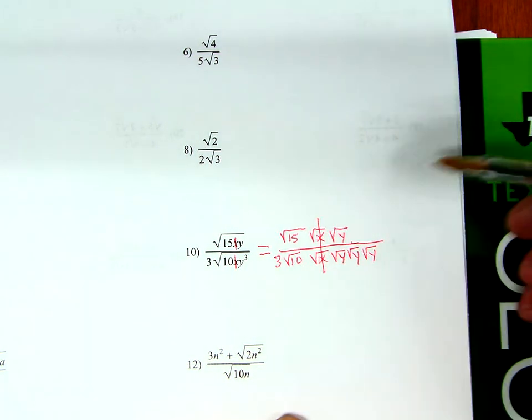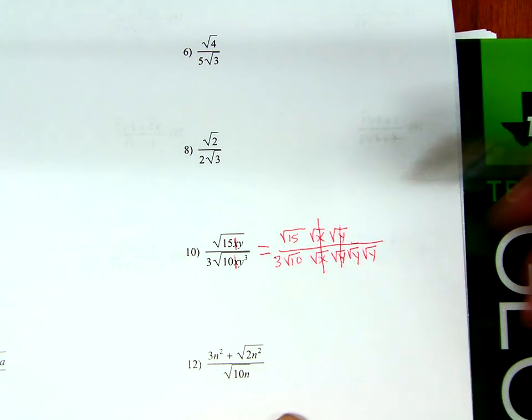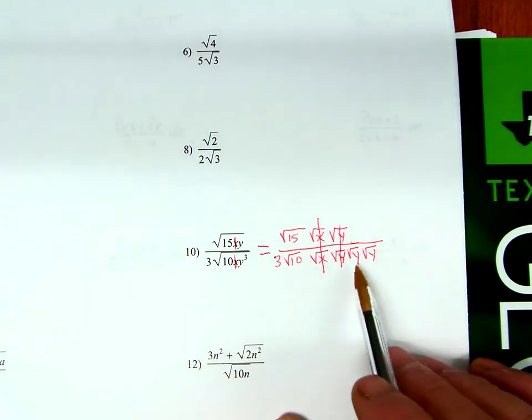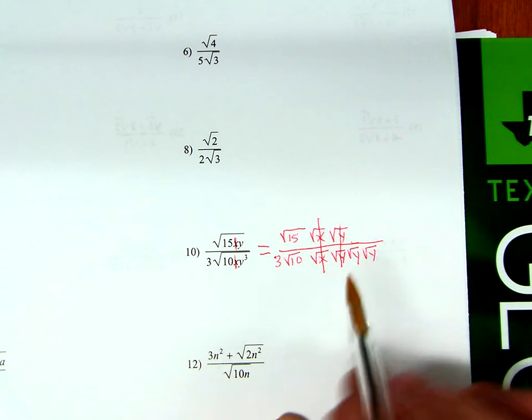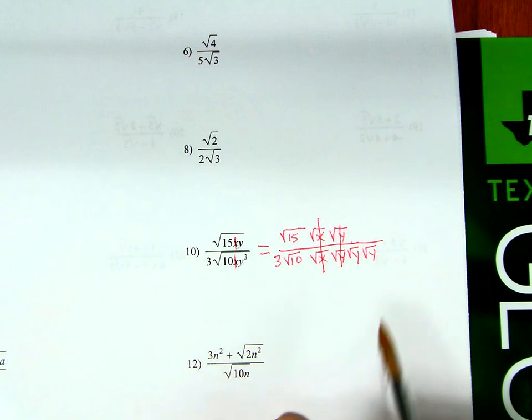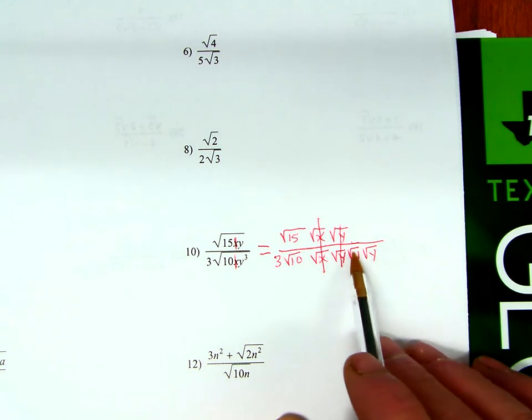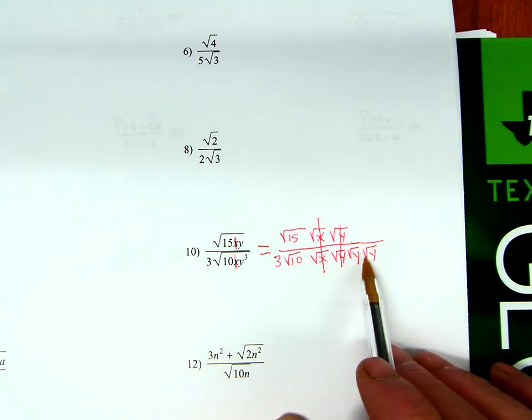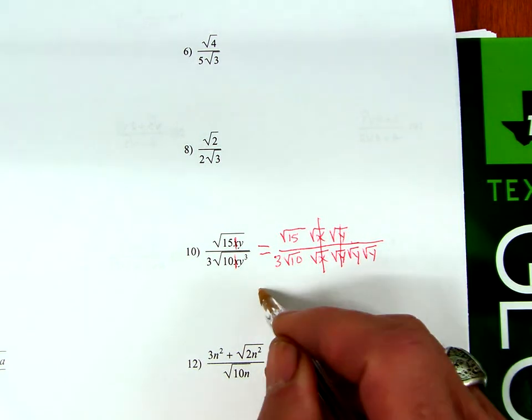And look, that goes away, and that goes away. What do you think will happen here? Square root y times square root y means square root of y times y. This reduces to just a y on the outside. So here's where we're at now.